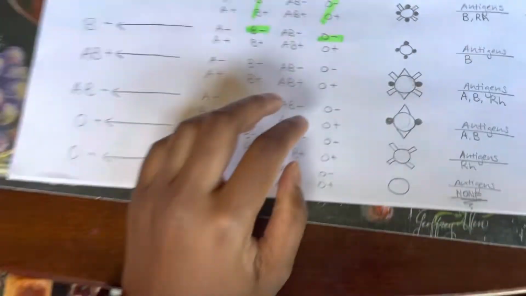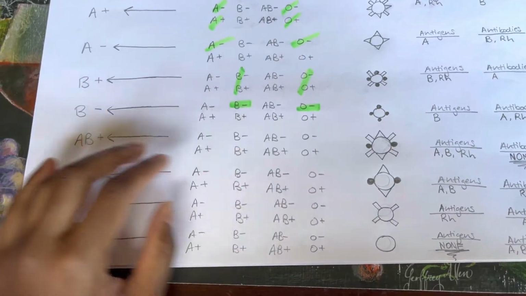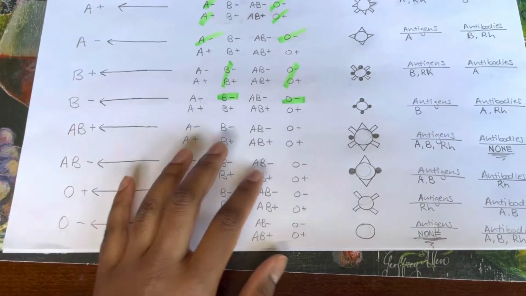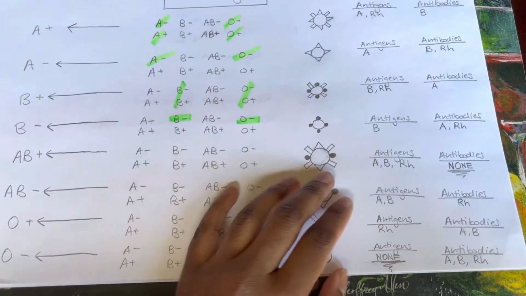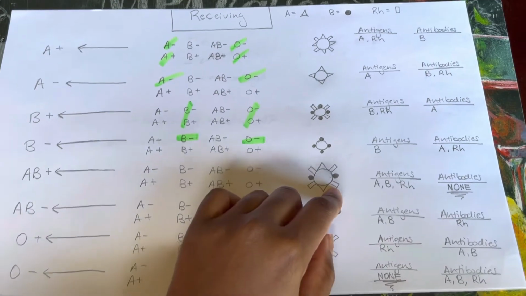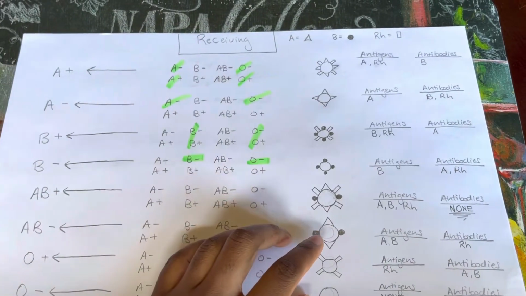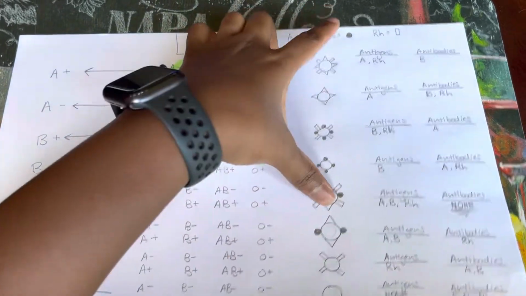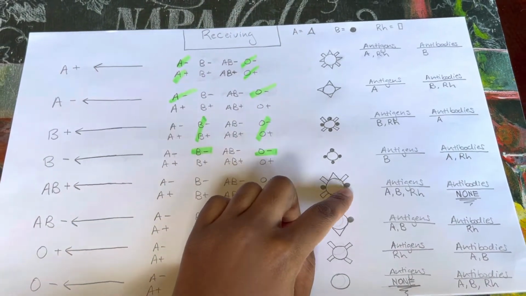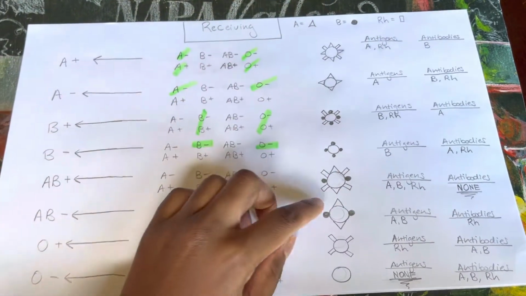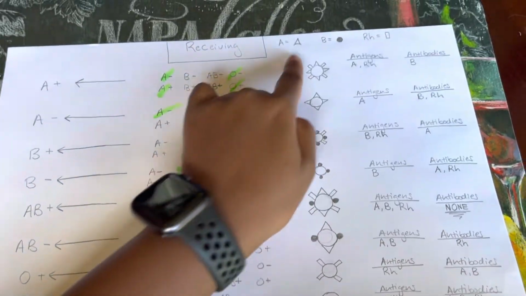So those two are your answers. And then moving on to AB positive. All right, so AB positive, let's look at it over here. It has A, it has B, and it has RH. So it has all of them, all right?